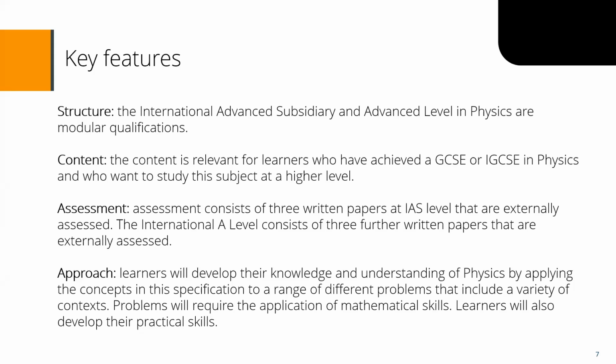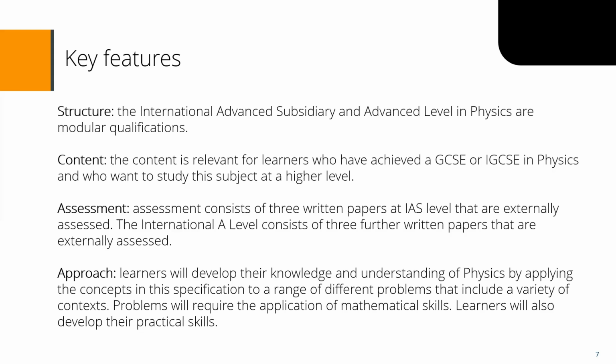So, from the specification, the International Advanced Subsidiary and Advanced Level in Physics are modular qualifications. The content is relevant for learners who've achieved GCSE or IGCSE in physics and who want to study the subject at a higher level. The assessment consists of 3 written papers at advanced subsidiary level that are externally assessed, and the full A level consists of 3 further written papers that are also externally assessed. Learners develop their knowledge and understanding of physics by applying the concepts in this specification to a range of different problems that include a variety of contexts.